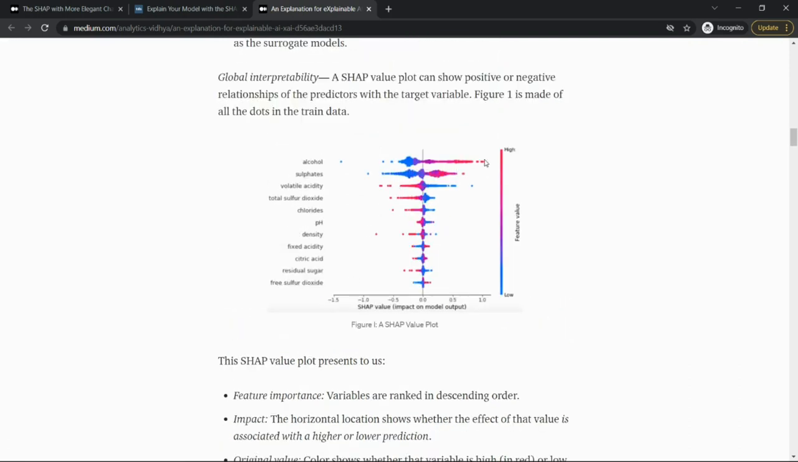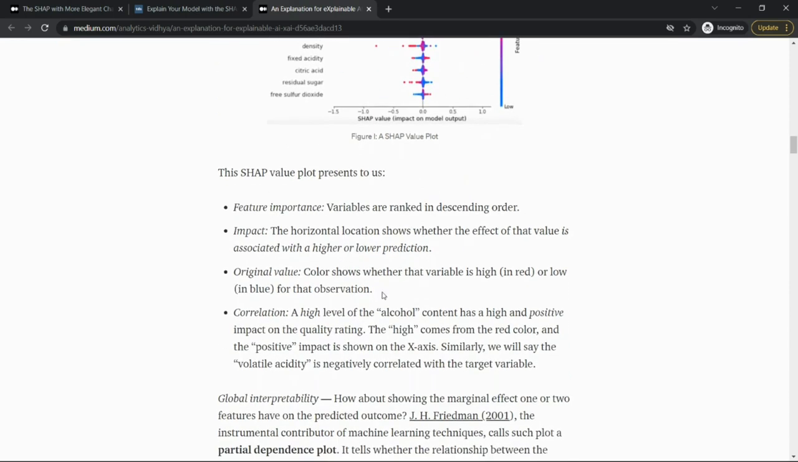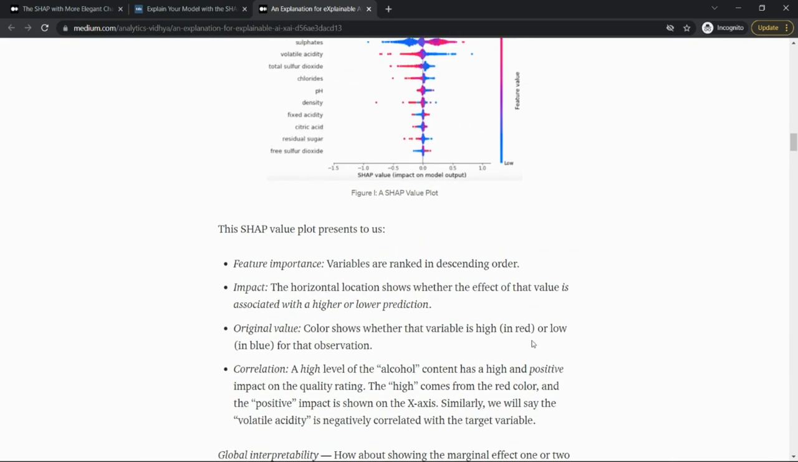So take alcohol, across the entire training data. For a high value of alcohol, we get a high value of the prediction, because the horizontal location is on the right side, and that implies a high value of the prediction. So high value of alcohol, high value of prediction. So we can say there is a positive correlation with the quality rating, that is the variable that we were predicting. High comes from the red color, and the positive impact is shown on the x-axis.